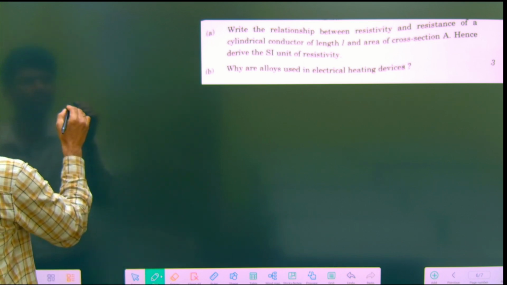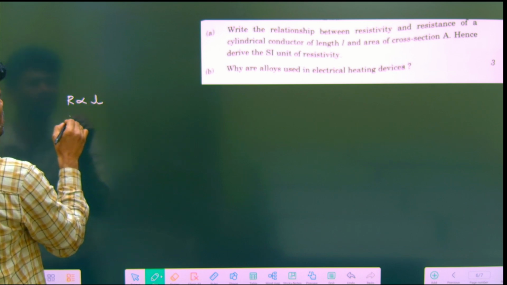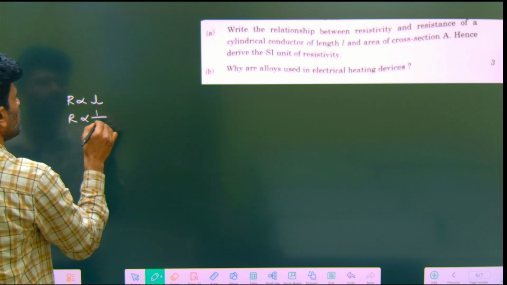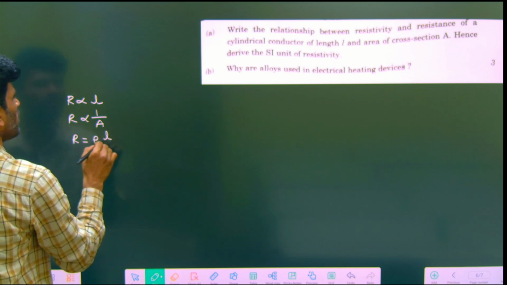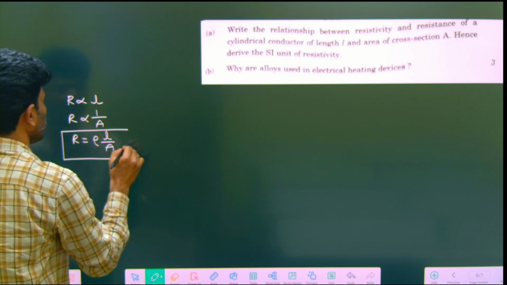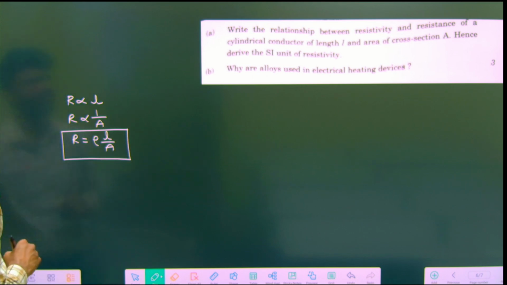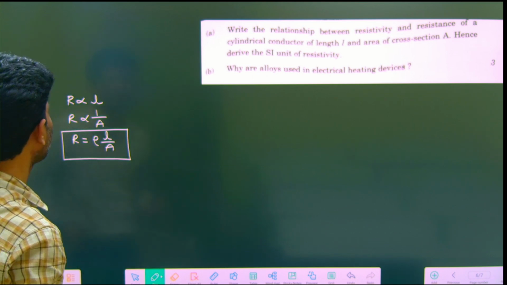So here we have one concept. R is proportional to L, R is inversely proportional to A, then we write R is equal to rho L by A. This is the relation between resistance, resistivity, length and area of cross section. Now you have to write down the units of resistivity.